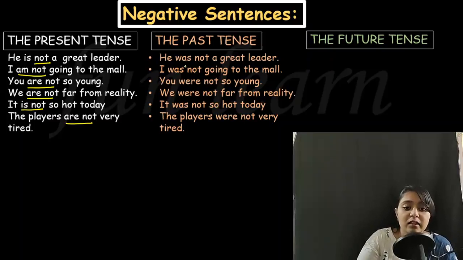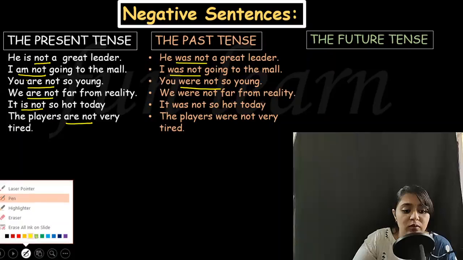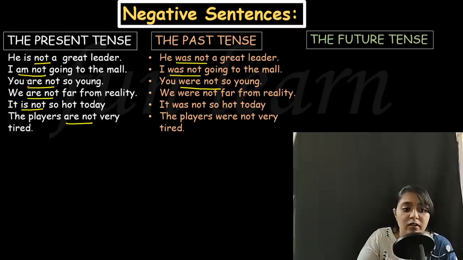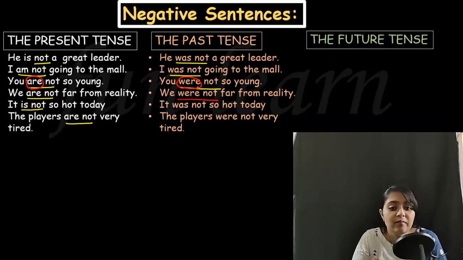Here you can see, before we use he was a great leader. He was not a great leader. I was not. You were not. You already changed this part are to were, and now you are adding not. Are changes to were. We learned that in the previous slide, and here we added not. Simple. Here also were not. Okay, this kind of thing is not very hard. You just add not to the past affirmative sentences.